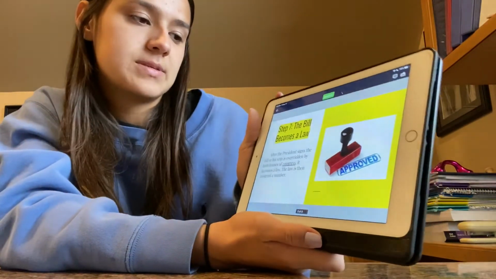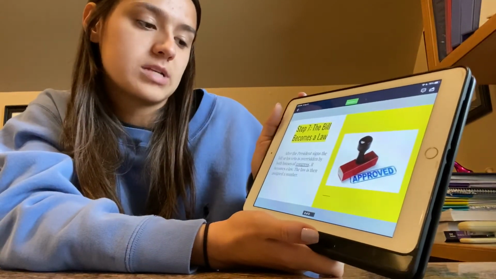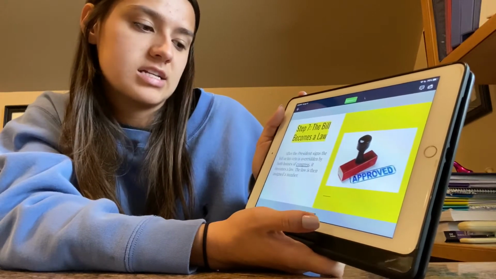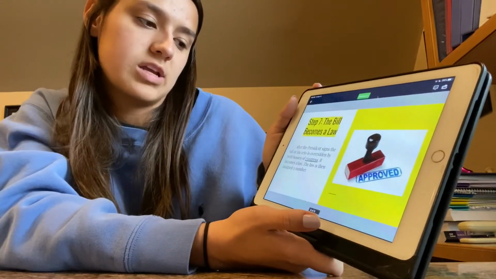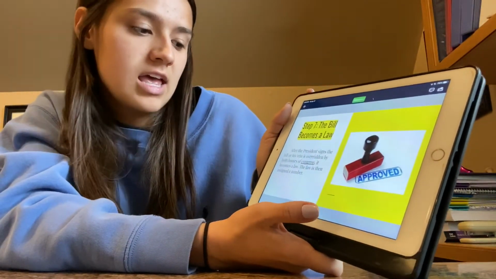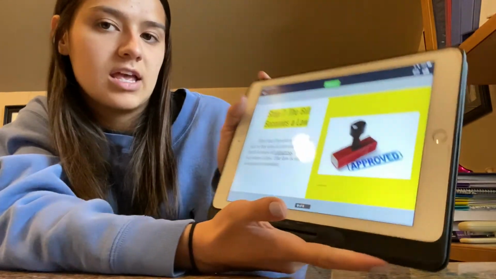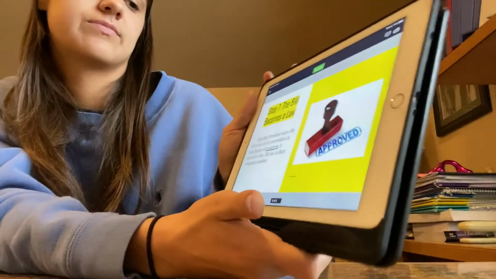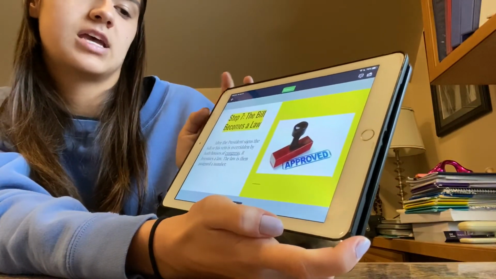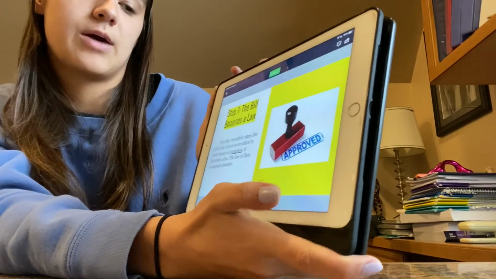And then step 7, the bill becomes a law. After the president signs the bill or his veto is overridden by both houses of Congress, it becomes a law. The law is then assigned a number. And then my picture is just of a stamp saying approved, like the bill has now become a law.